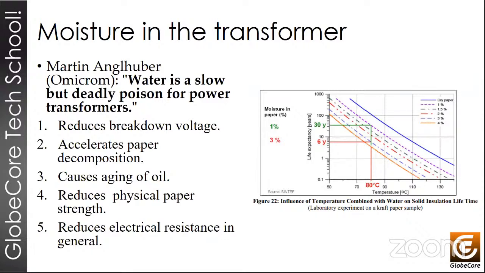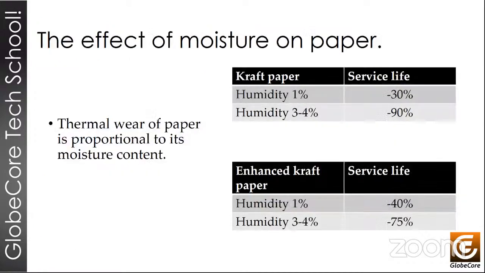And 30 years is not bad. It's an acceptable good value for a transformer, but we see that with an increase of just 3%, and with operation at 80 degrees centigrade, we can see the service life is just 6 years now. So we just lost 24 years of operation with an increase of moisture content of the paper of just 2%. So this graph is a very good illustration of the importance of keeping the moisture content in the transformer as low as possible at all times. Next slide, please.